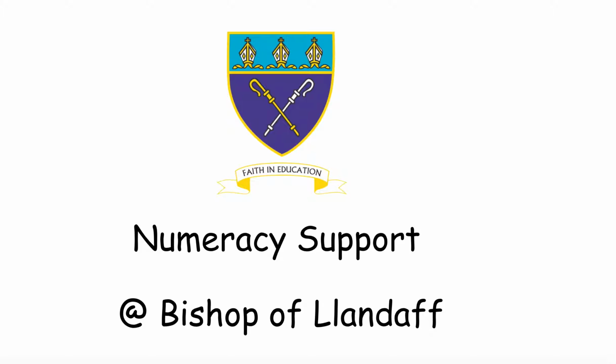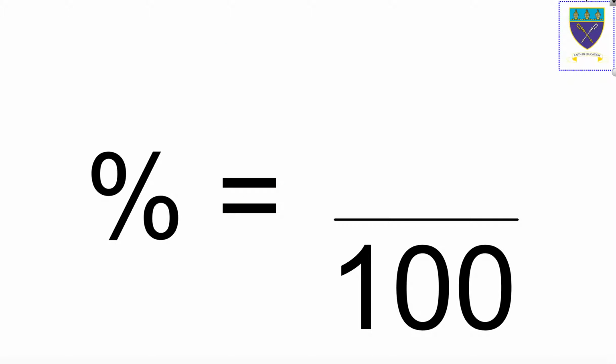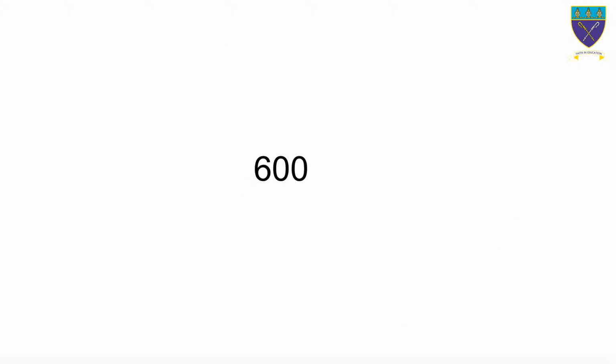The first thing to point out is that percentage means out of 100. In terms of calculating percentages, we tend to find 50% first every time, because 50% is the same as half, i.e. dividing by 2. So 50% of 600 would be 300.